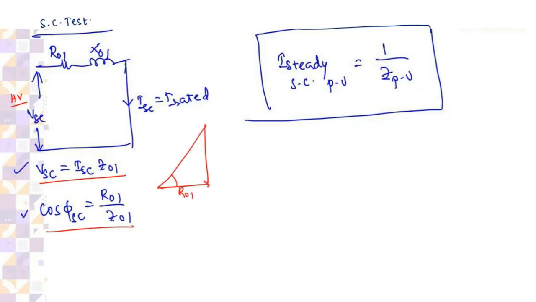So this will be R01, this will be X01 and this will be Z01. From that, you can calculate cos phi SC. The short circuit current is nothing but the rated current, so short circuit current equals VSC by Z01. If you want more than the rated current, we call this the steady short circuit current, which happens at rated voltage. When you apply rated voltage on the high voltage side, the current circulating in the winding is not the rated current but more than the rated current, and that current is called the steady short circuit current, which is inversely proportional to the per unit impedance.